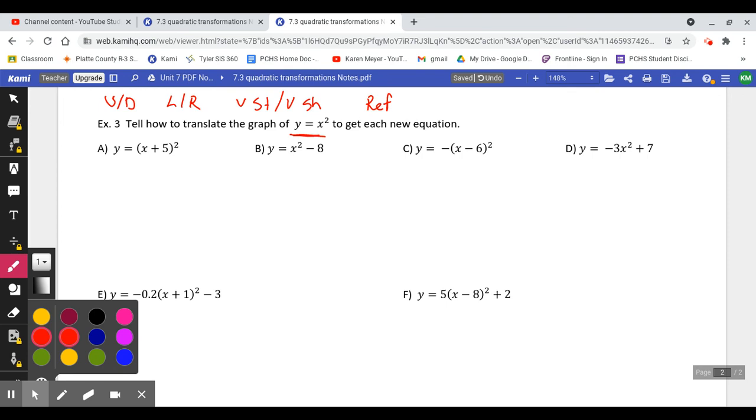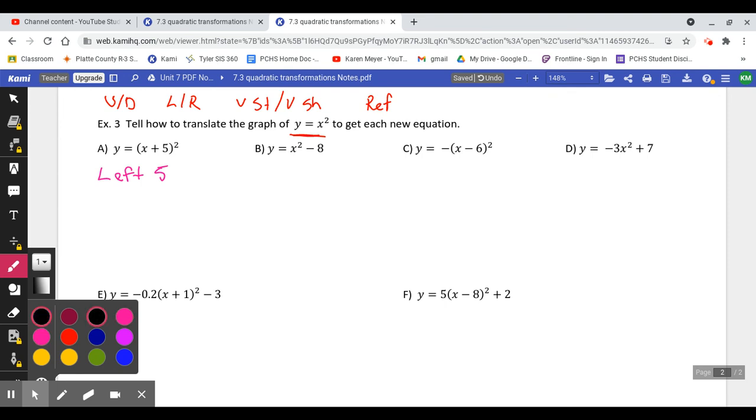So if we look at A, to be up or down, there has to be a number at the end outside the parentheses. We do not have that, so no. If you have parentheses, that means left or right. And remember, parentheses is opposite. So on this one, you would want to say left 5. There's no number in front of x squared, so don't worry about vertical stretch or shrink. And there's no negative in front of x, so no reflection. So this one just has one thing done.